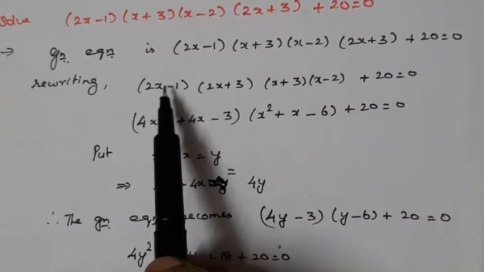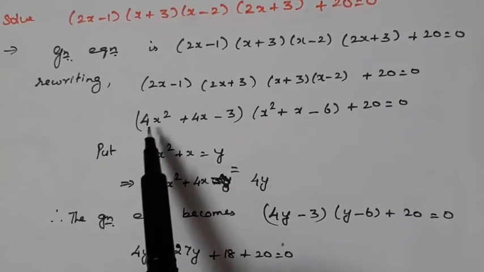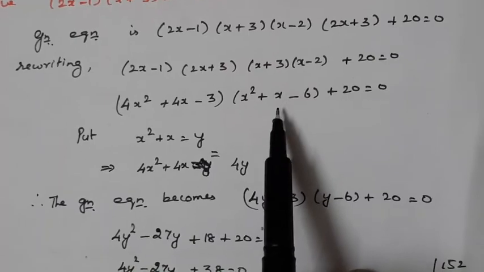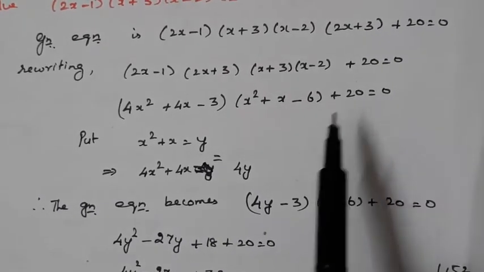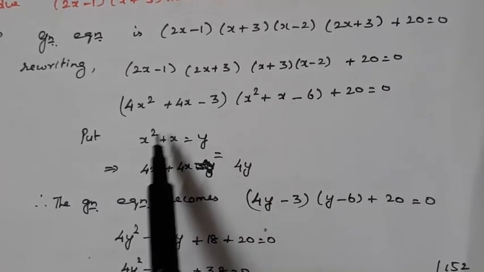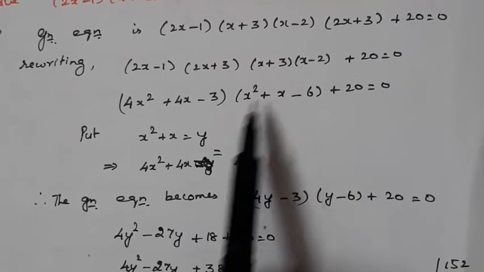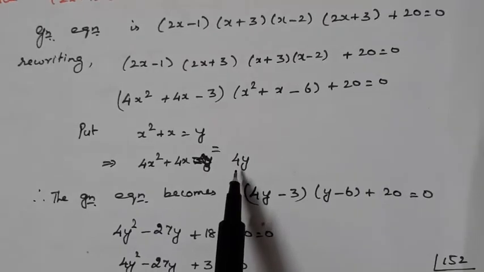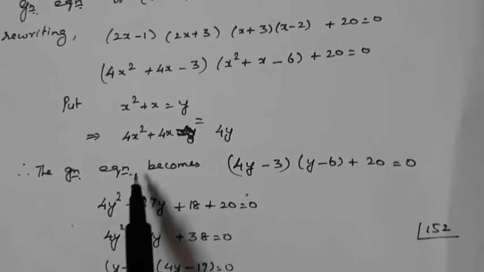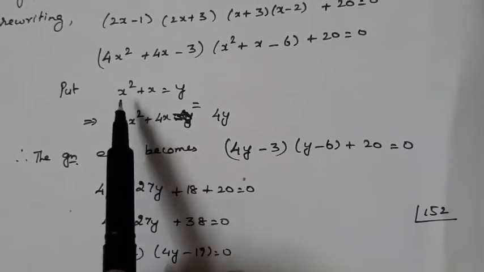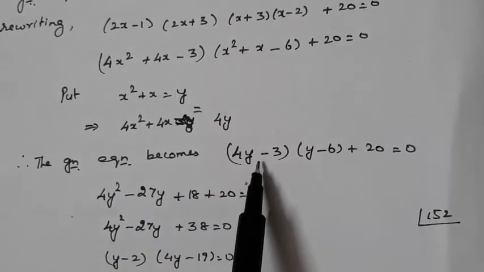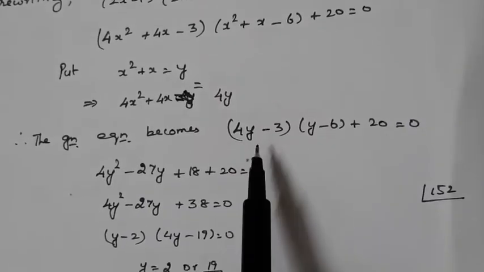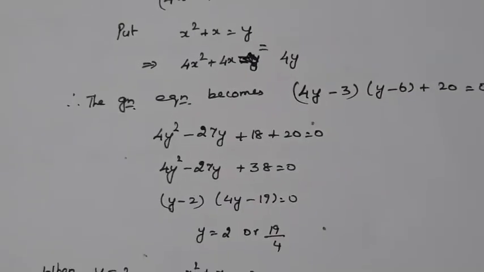So if you multiply these two, you will get the quadratic factor as 4x squared plus 4x minus 3, and this one would be x squared plus x minus 6, and plus 20 equal to 0. Okay. Now what we do there, we take this x squared plus x as y. So 4x squared plus 4x will become 4y. And hence the given equation now takes the form (4y minus 3)(y minus 6) plus 20 equal to 0.